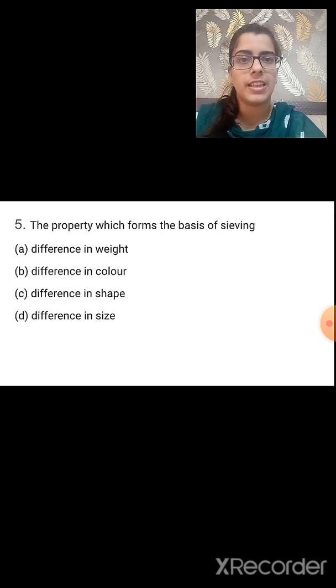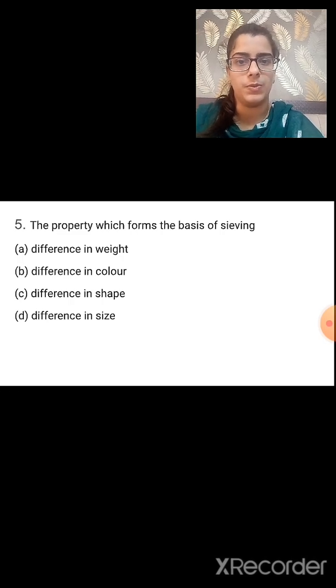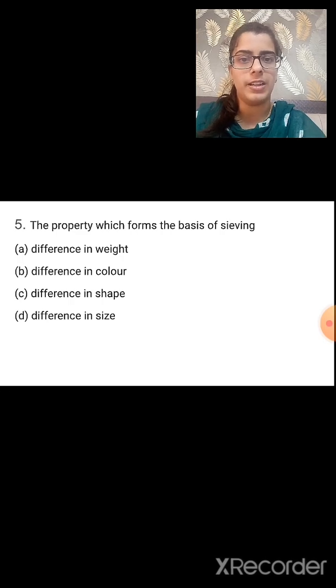On what basis do we use the sieving method? It is due to the difference in size. If our components have different particle sizes, then the sieving method is used. So the correct option is difference in size. That is option number D.